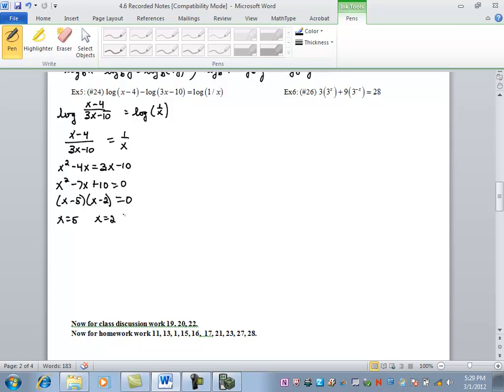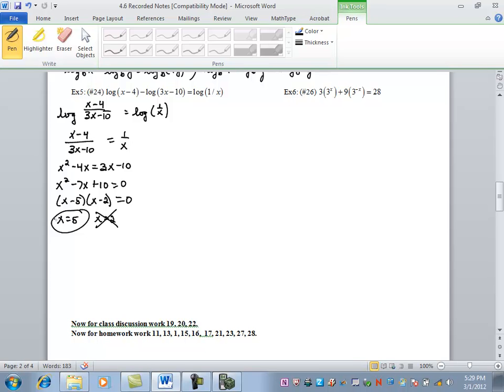Now, as I mentioned before, we have to check and make sure that we don't take the log of a negative number. If x is 5, 5 minus 4 is 1, we're good there. If x is 5, 3 times 5, 15 minus 10, we're good. If x is 2, 2 minus 4 is negative 2, so we'll have to throw that out. x equals 5 is our only solution there. Take a look at that for a minute, and we'll move on to our next example.